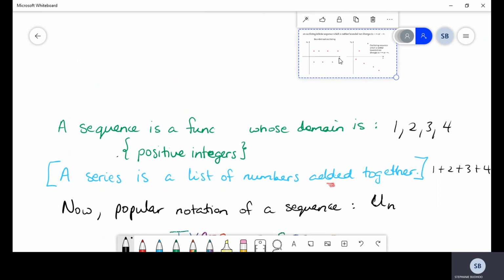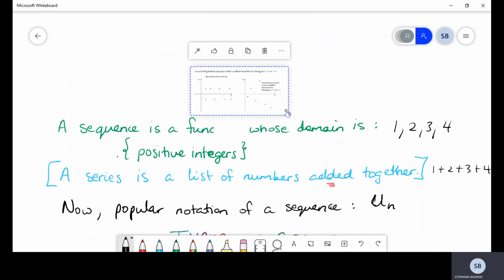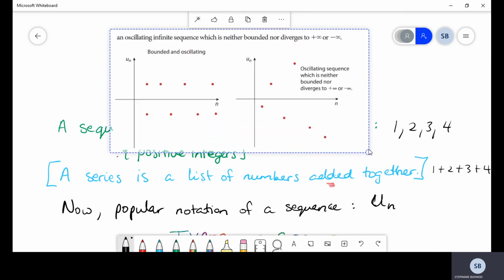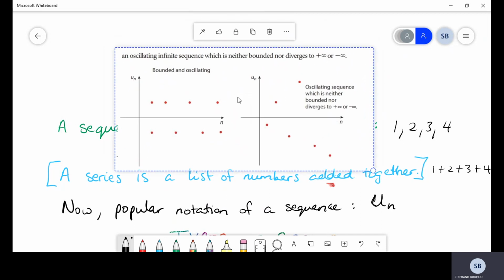Right, and then let's take a look at this third one here. All right, so this is what the oscillating sequence looks like. Now, oscillating sequences are sequences which are actually neither convergent nor divergent. So the convergent sequence we know approaches a particular value, right? And the divergent sequence similarly approaches values of either positive or negative infinity.